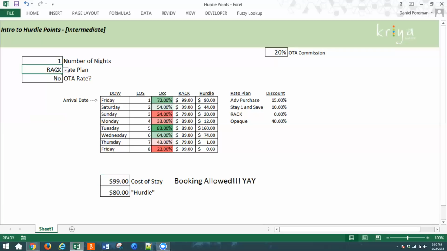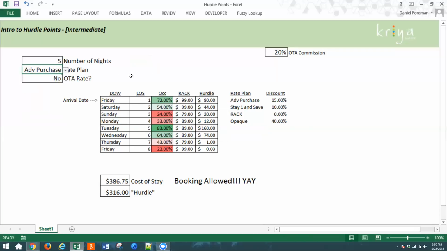So this starts to get interesting when we look at, for instance, advanced purchase rates. So let's flip this to a 2-night stay. You can see here that the guest would be allowed to book. What if they booked a 3-night stay, 4-night stay, and a 5-night stay? You can see that all of these stays here are perfectly allowed because they're meeting the combined hurdle points over those multiple days.